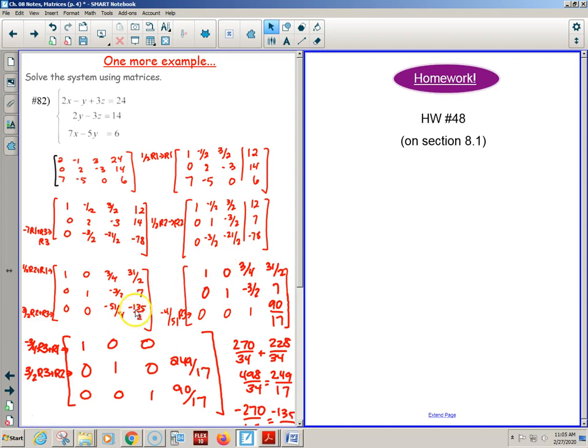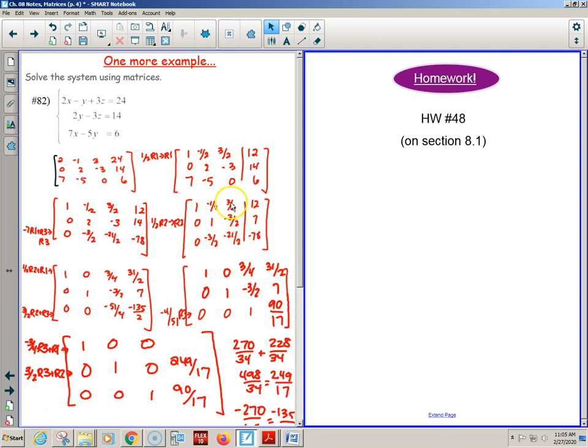156 minus 21 is 135. Oh, actually, wait a minute. This fourth row is good, because it ended up being 90/17ths. I'm looking at the first and second rows. Yeah, which the second one should have been good, because you could have checked that back here. The negative 3 halves and the 7. The first row might have gone off. That would have been 1/2 minus 1/2 is 0.